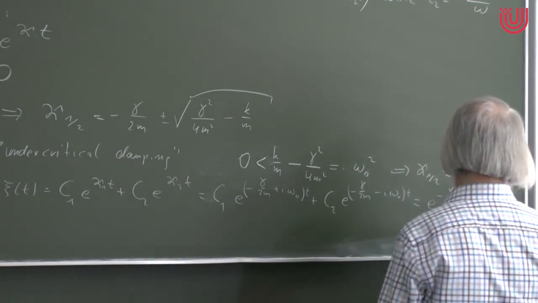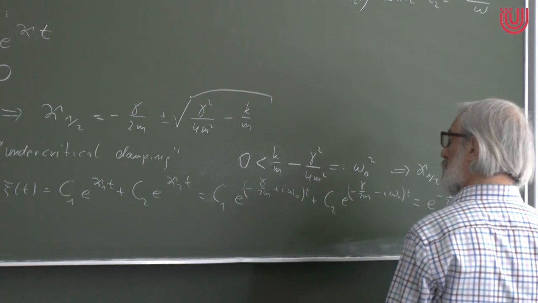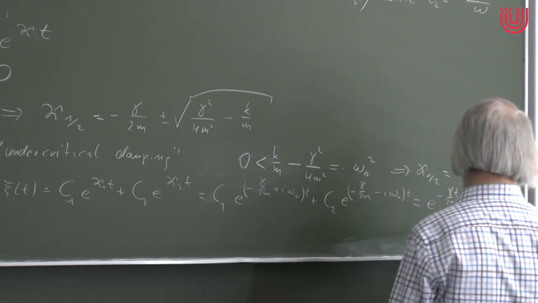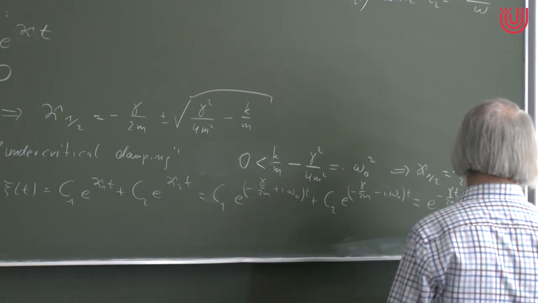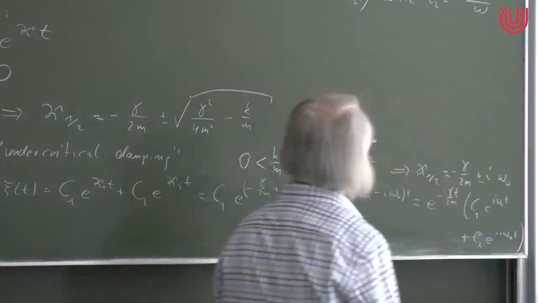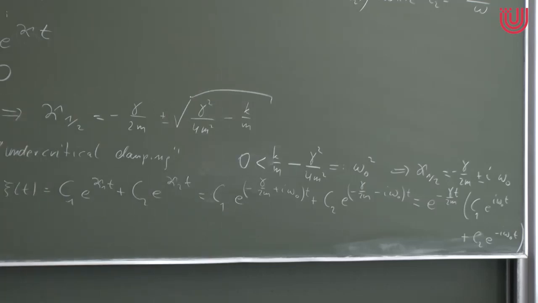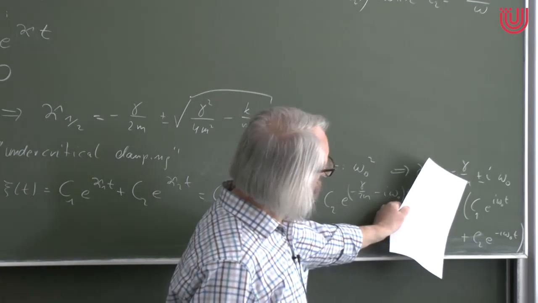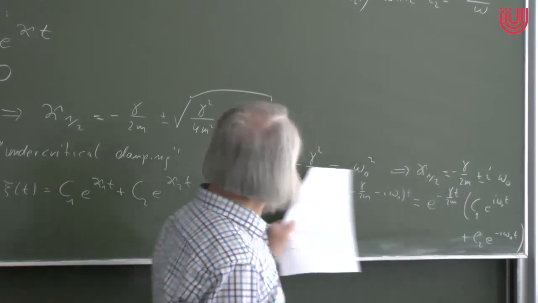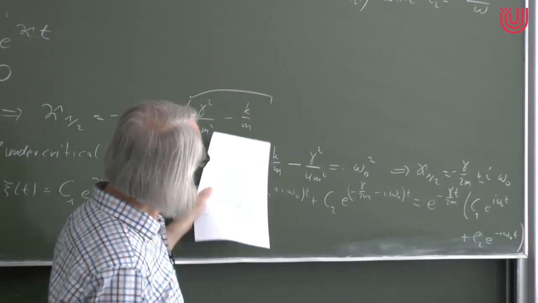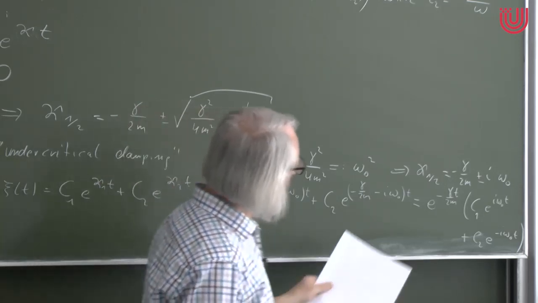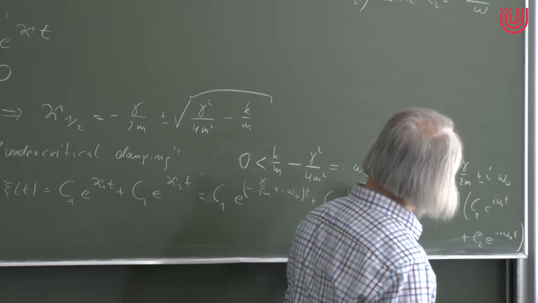C1 e to the i omega naught t plus C2 e to the minus i omega naught t. So what is this? This is an oscillatory solution. It oscillates with this frequency omega, which is given by the spring constant modified by the damping. And then I have this factor in front of everything.